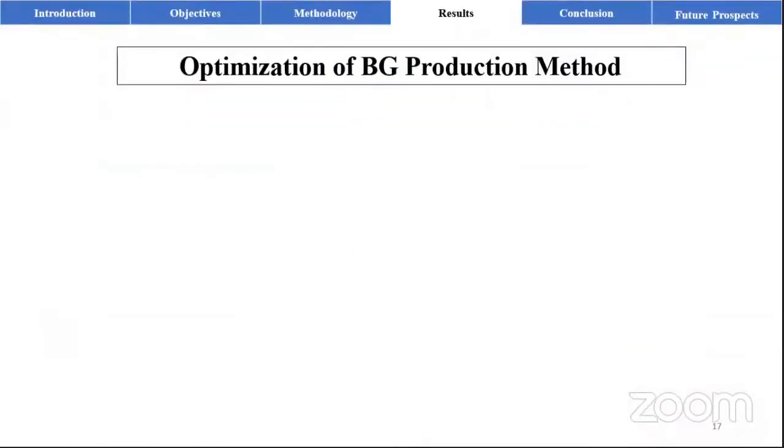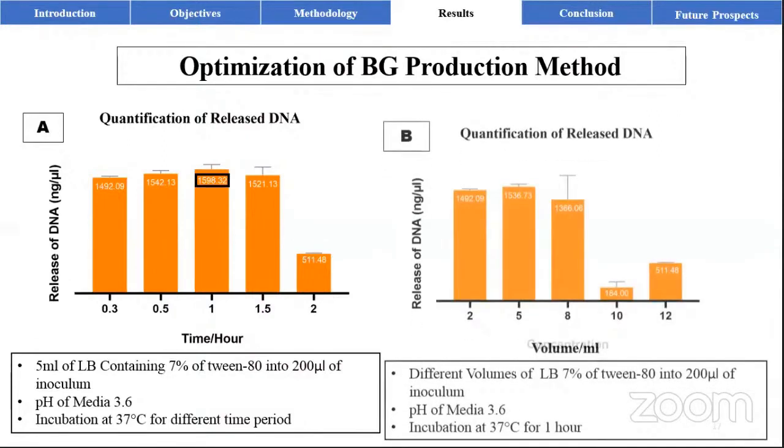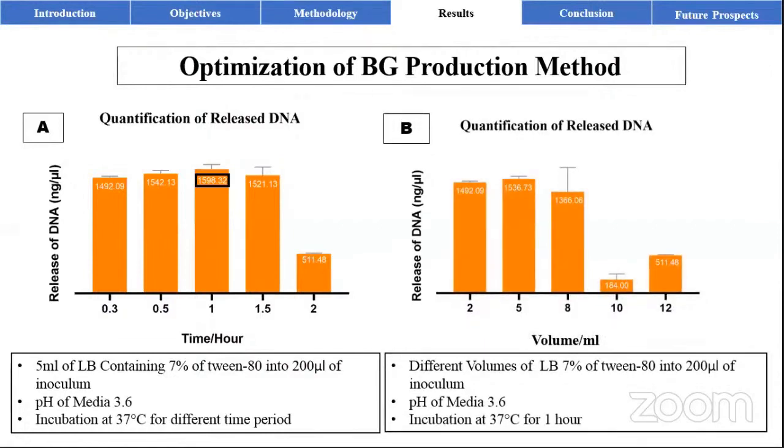We optimized the proposed protocol according to our bacterial strain and then confirmed it by quantification of released DNA. For this purpose, we performed multiple experiments. In experiment A, 200 microliter of inoculum was added into 5 ml of LB containing 7% of Tween 80, and the pH of the media was 3.6 and the incubation temperature was 37, but the incubation time period was different, and the maximum release of DNA was observed at 1 hour standing period, which was 1598.32 nanogram per microliter.